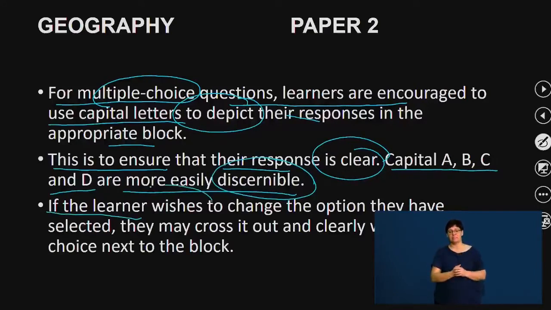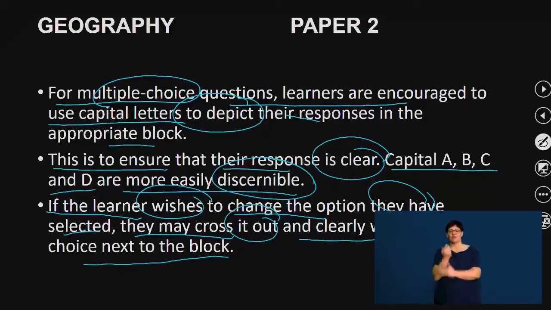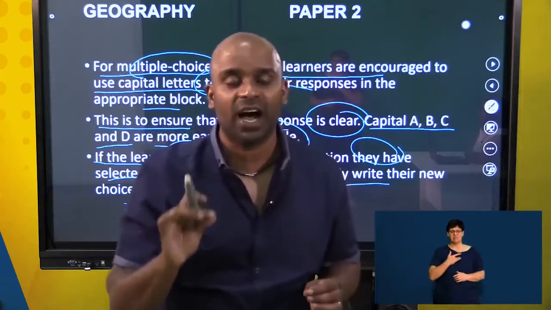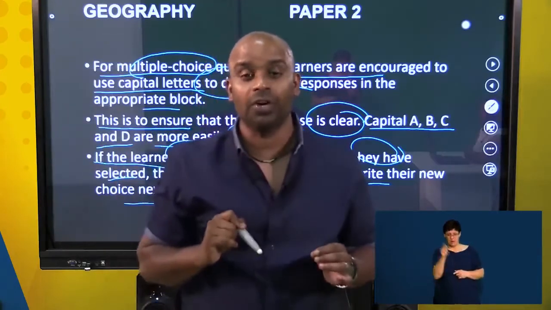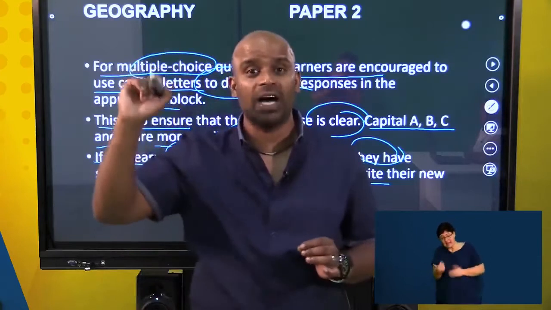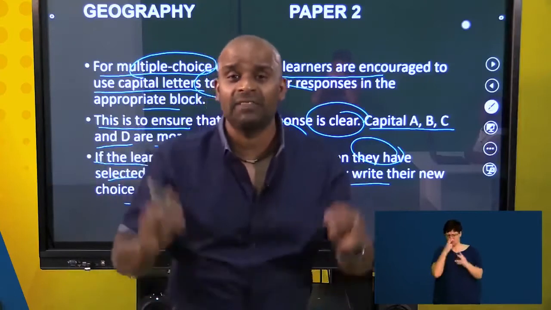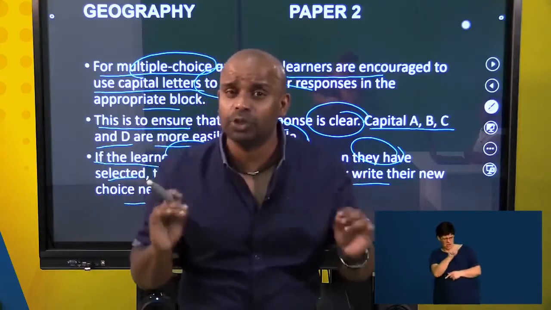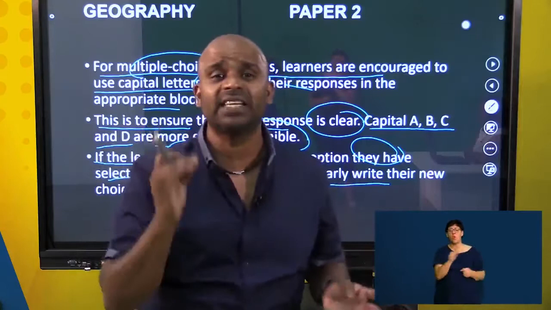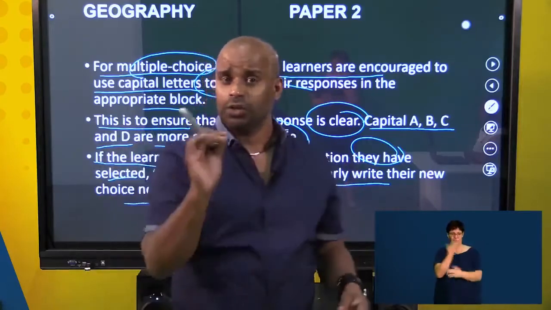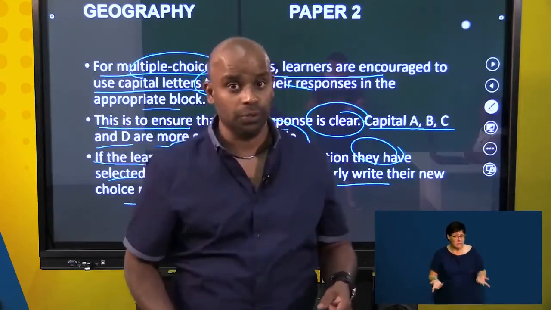Now, if the learner wishes to change the option they selected, they may cross it out as well as clearly write the new choice next to the block. Again, multiple choice questions. If you feel you want to change the answer, neatly strike off the original choice and put your new answer just outside the block, not in the same block. Many learners have lost marks in easy multiple choice questions purely because they did not write their responses clearly. You don't want that to happen to you, do you?